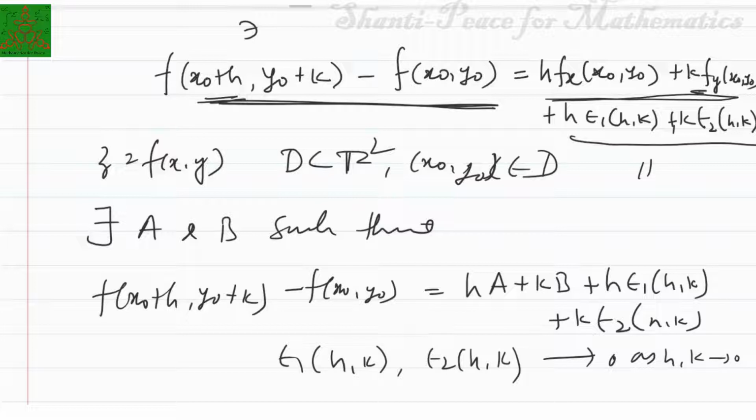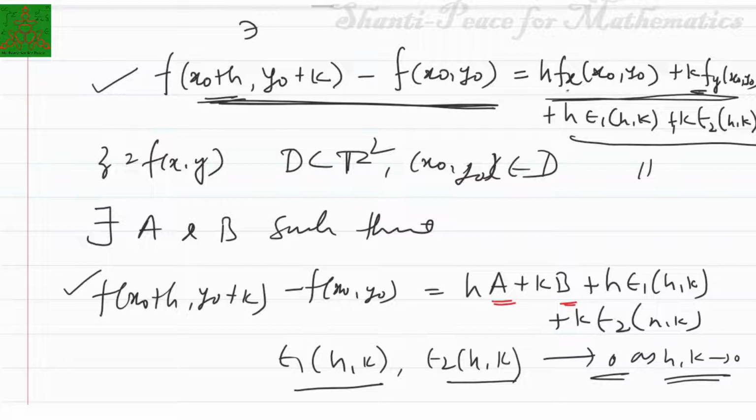That means epsilon 1 hk and epsilon 2 hk have to tend to 0 as h, k tend to 0, because they are the error terms. The only difference between this definition and the earlier definition is about the values of a and b.